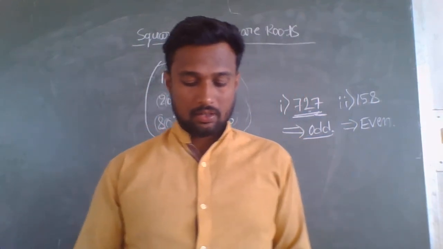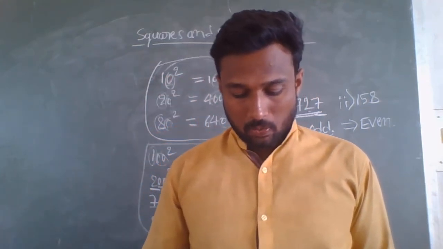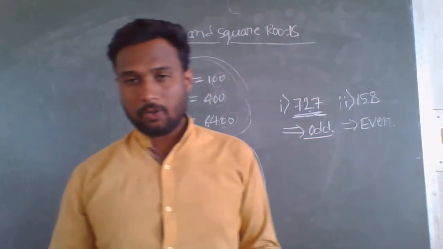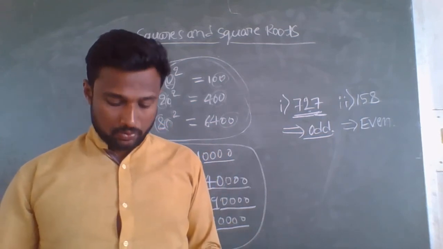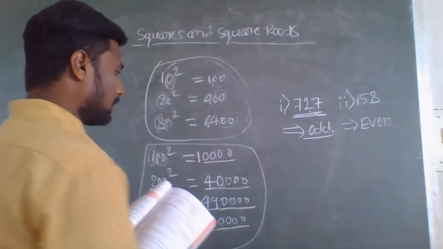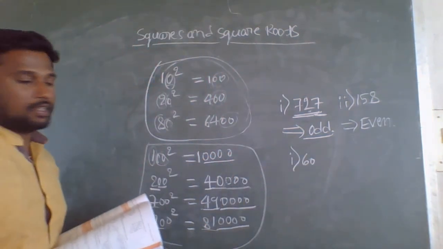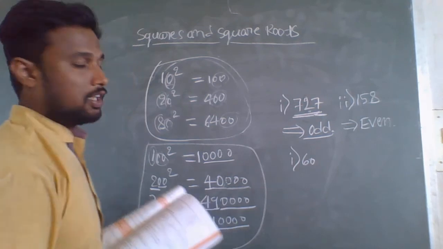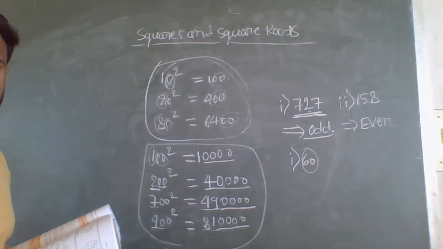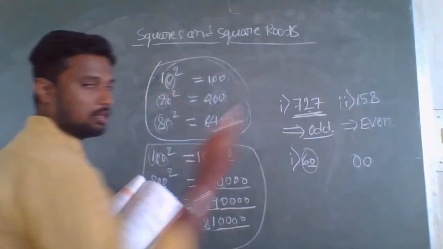Now in this section only, in the second main question: what will be the number of zeros in the square of the following numbers? So we have to mention the number of zeros in the square of the given numbers. First they have given 60. We have to mention the number of zeros in the square of 60. How many zeros will be there? Here it is 1, which means there will be two zeros in the square number.